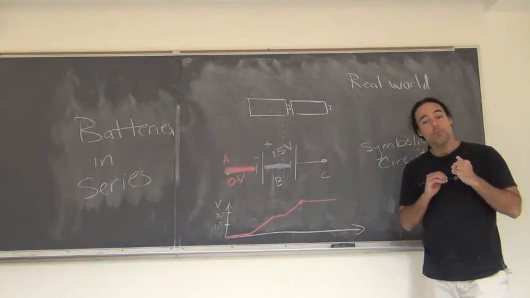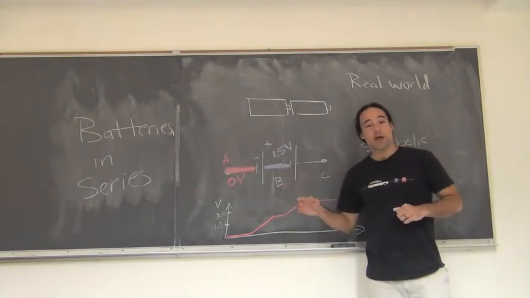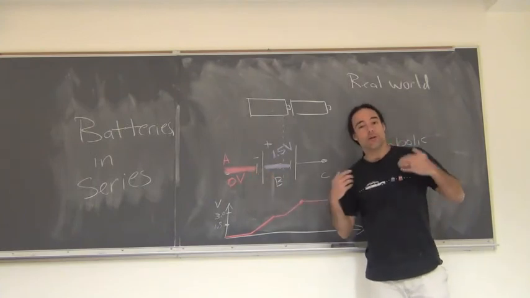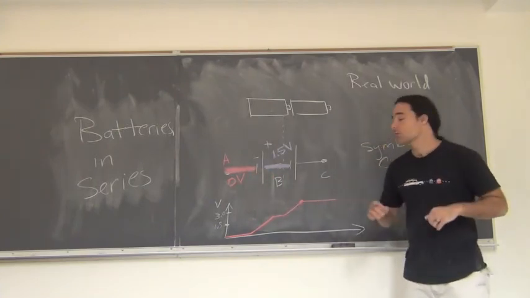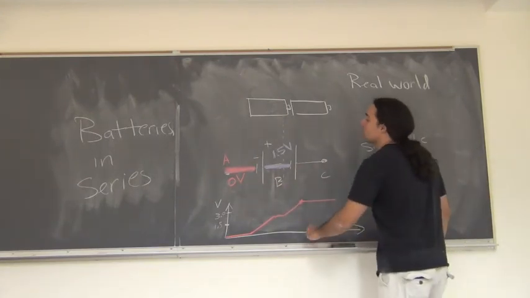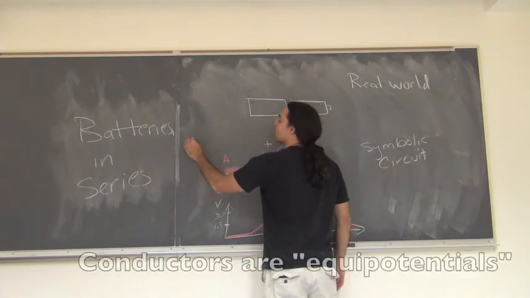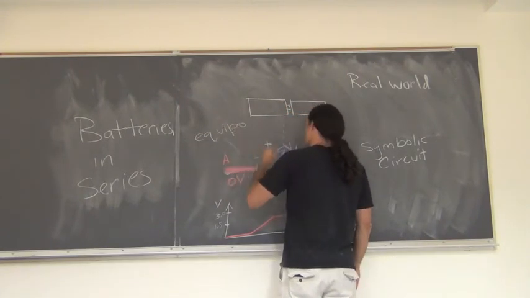Now there's an important point about conductors here. Everywhere in my wire is a conductor. Everywhere in that wire, the potential, the voltage, is the same. For that reason, we call conductors equipotentials, because they have the same potential everywhere.